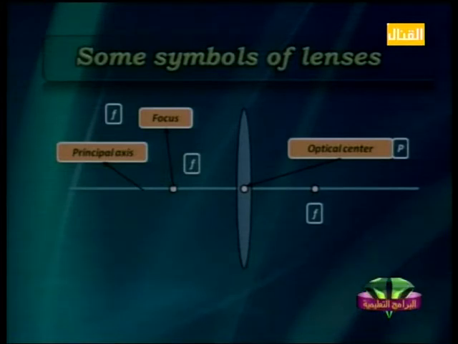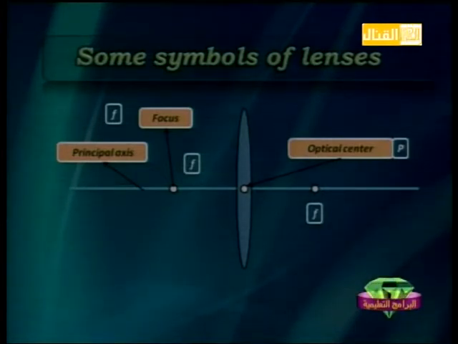What is meant by two foci? Two focuses. That means the lens has two foci. Why? Because it has two surfaces. Two surfaces here, it means we have one focus on the left side and another one on the right side.